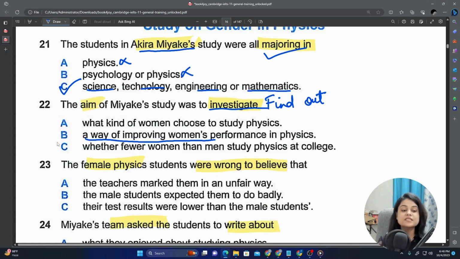Here you can see in the second option it was written that what they can do about the relatively low level of women's result. Okay, and the second option also is saying the same thing, a way of improving women's performance. Always do remember they are going to use the synonyms.